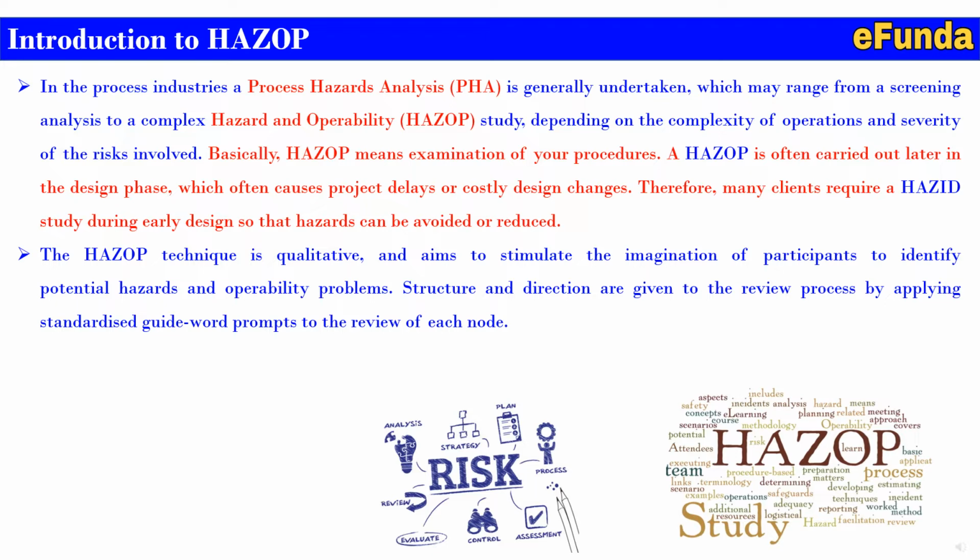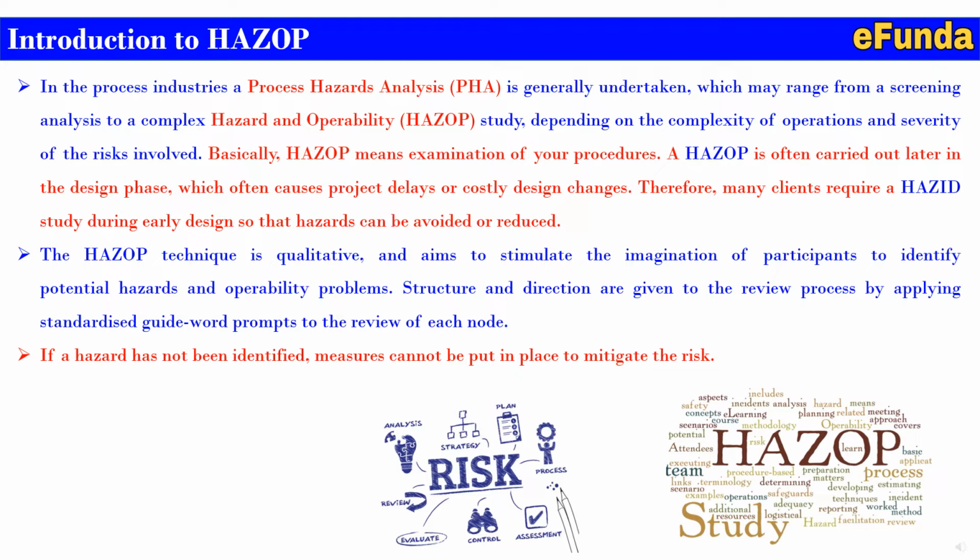Structure and direction are given to the review by applying standardized words or guide word prompts to a review of each node which was identified during the marking stage. If a hazard has not been identified, measures cannot be put into place to mitigate the risk. It is always to be remembered that a HAZOP should be considered a design verification rather than an opportunity for review of design.